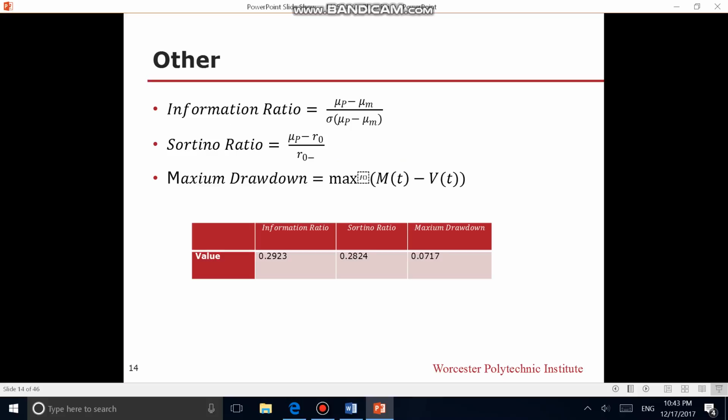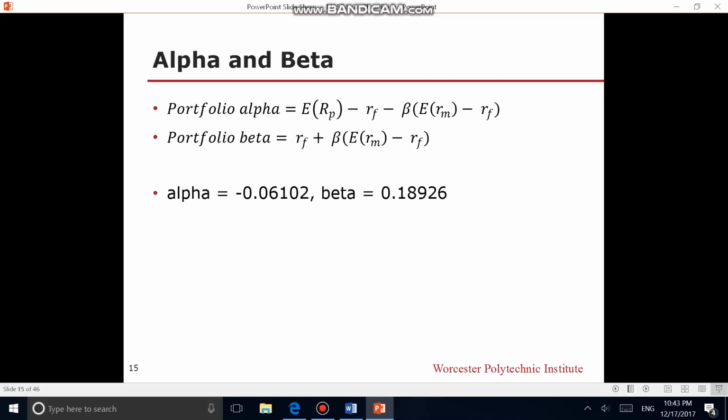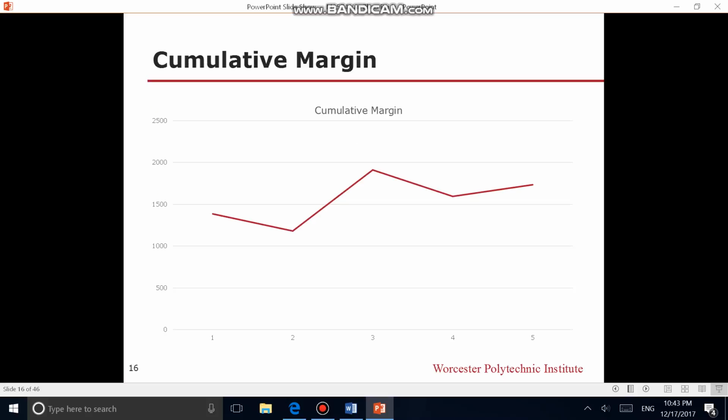And we also use other ratios like information ratio, Sortino ratio, and maximum drawdown. Here, the information ratio is 0.2923. It is less than 1. That means our portfolio is worse than the market portfolio, and the maximum drawdown is not so large. That means our return is concentrated. And we also calculate the alpha and beta for our portfolio. Here we have negative alpha. That means our portfolio has worse performance than the market average.